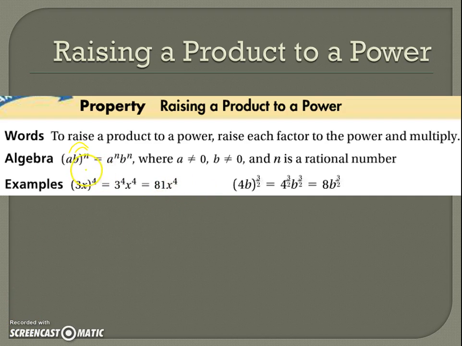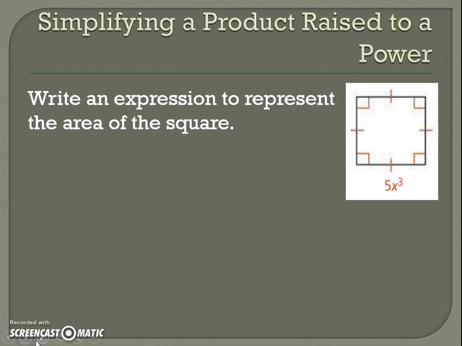That's what we're looking at on this. This is one that a lot of students mess up on. They just leave it with that last part of the product. Be careful with that. So let's take a look at an example. It says simplifying a product raised to a power. Write an expression to represent the area of the square. So you should remember that the area of a square is the side length squared. This is my side length. So the area is going to equal (5x cubed) squared. Now, like I was just saying a second ago, that means all of this stuff gets squared.